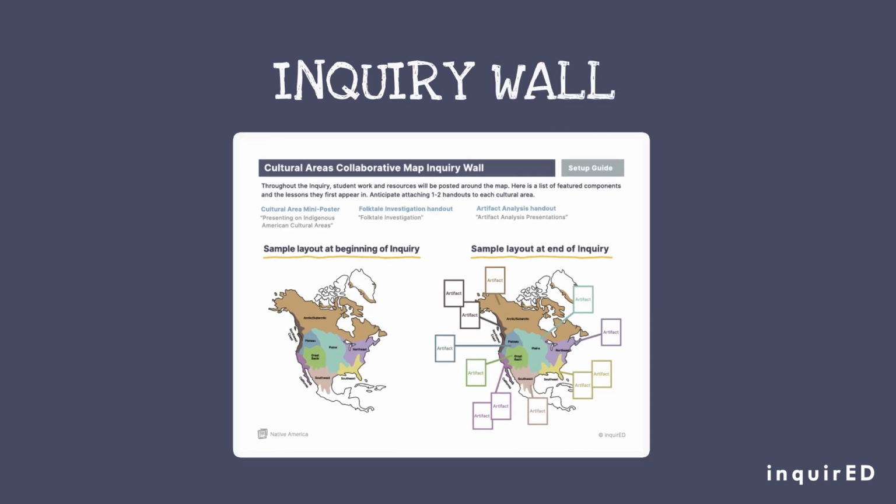Over the course of these modules, you'll work with your students to construct the Cultural Areas Collaborative Map, an inquiry-long display for student work and resources. This display acts as a living document that you'll add to and modify throughout the inquiry. It will serve as a tool to help students recall learning and draw connections to the inquiry question.